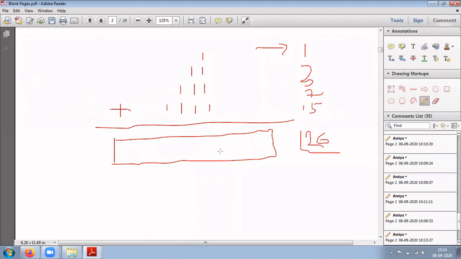One 1 0 1 0. 1 1 0 1 0. Let us check. Look, 1 plus 1 plus 1 plus 1 is 4. From 4, how many units, how many bundles will be made? 2 bundles. What is the remainder?